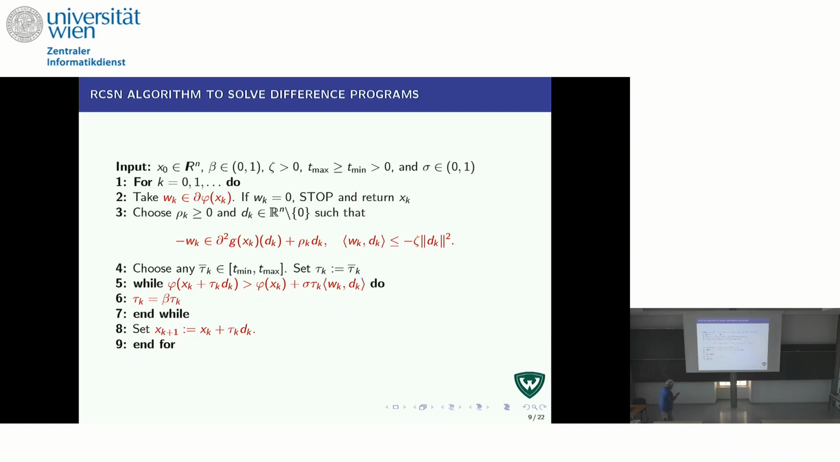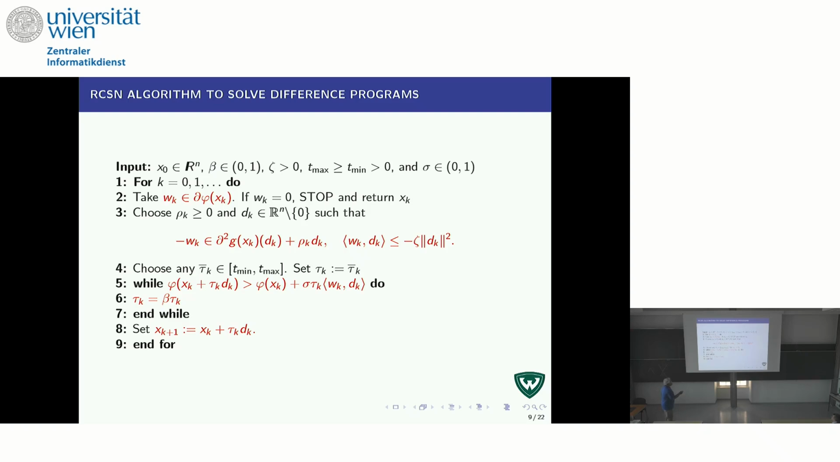Now the algorithm. Conceptually, an algorithm in general is built in the following way. We have given data, a starting point. We have global convergence, but let's fix the starting point. Then we have a parameter beta from (0, 1), and we have some given time and sigma, and then we proceed like that. If w_k is 0, it's stationarity, and we stop. Otherwise, we choose this rho_k and a non-zero direction d_k such that we have this Newton equation, Newton inclusion.